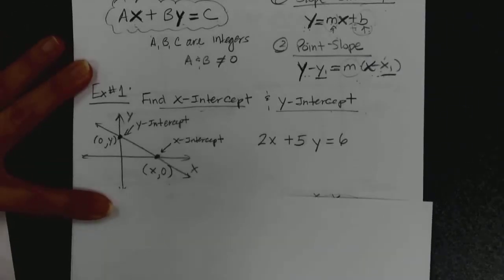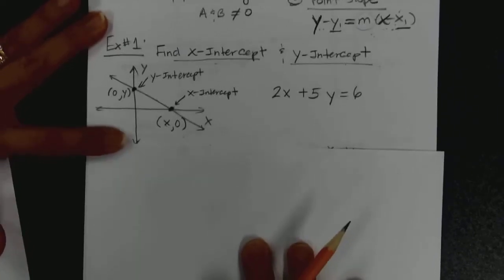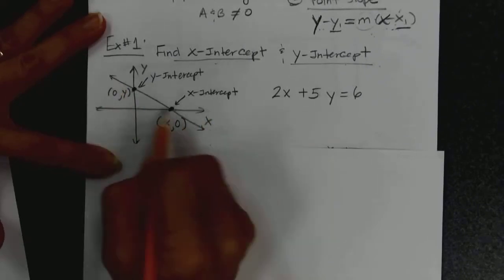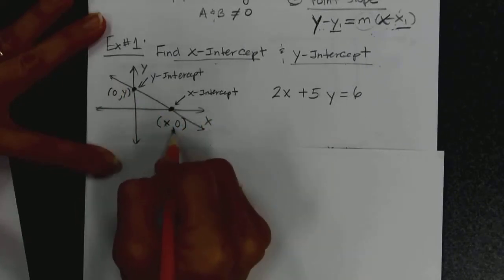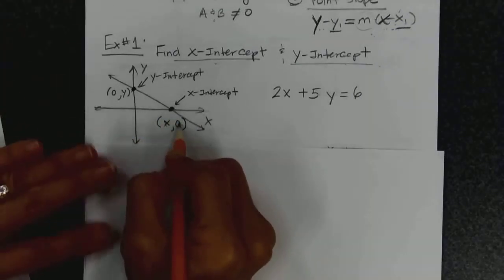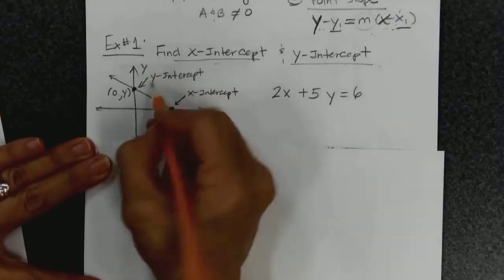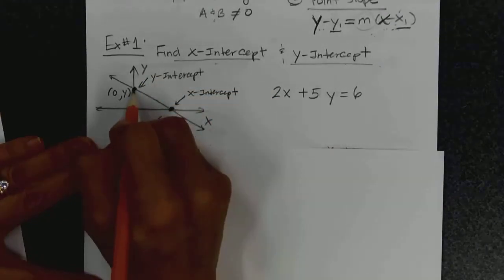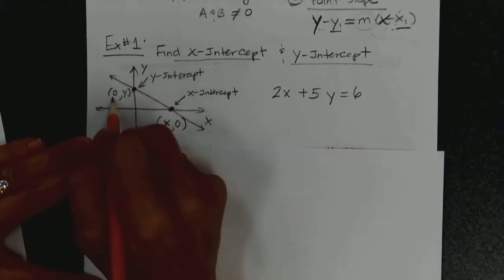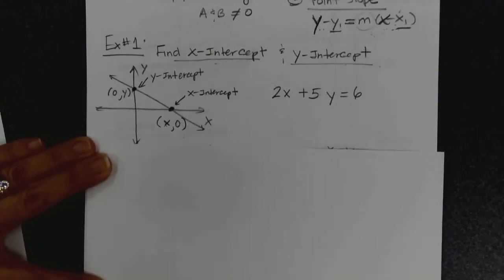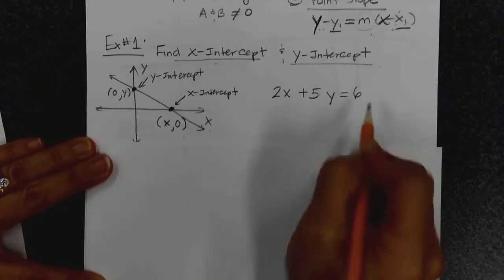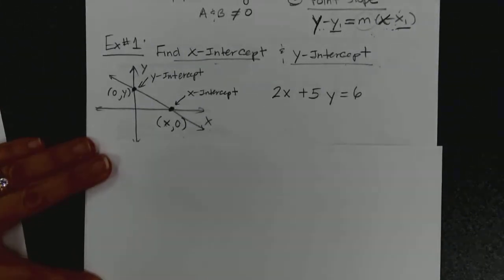the x-intercept is where the graph crosses the x-axis. So here's my line, here's my x-axis. The line crosses the x-axis at this point, (x, 0), so every y-coordinate on the x-axis is 0. And where the line crosses the y-axis, that's called the y-intercept, and the point on that is (0, y), because every x-coordinate on that axis is 0. So for the given equation, which is in standard form, 2x plus 5y equals 6, we are going to find the x-intercept and the y-intercept.